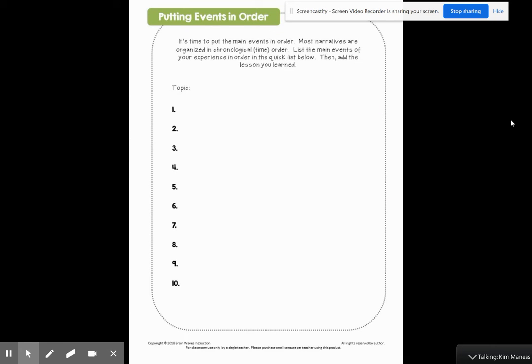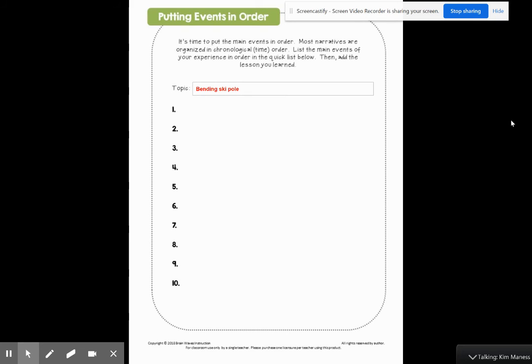All right, putting your events in order. So most narratives are organized in chronological order. That means time order of events. So list the main events of your experience in order in the quick list below, then add the lesson you learned. I actually took out the lesson, so all you have to do is the events because you already did the lesson.